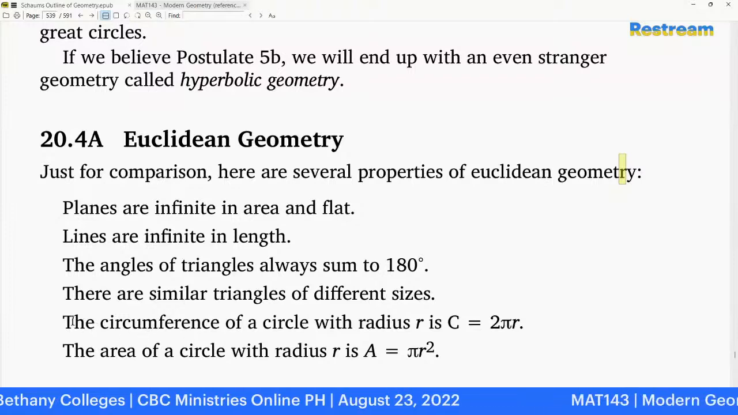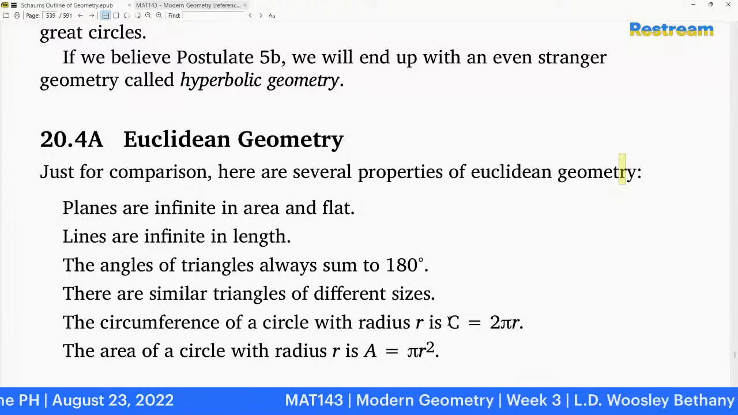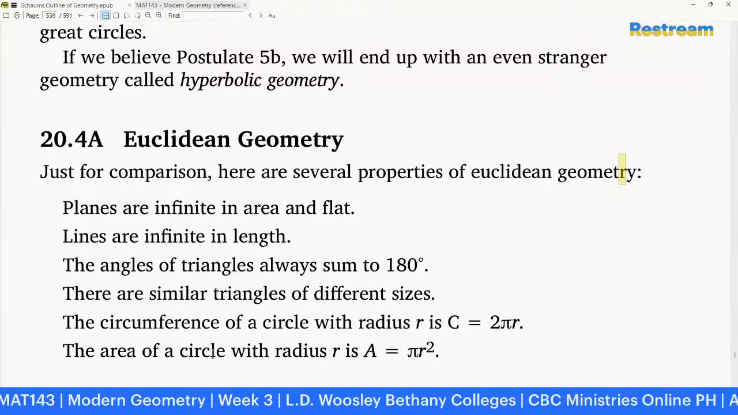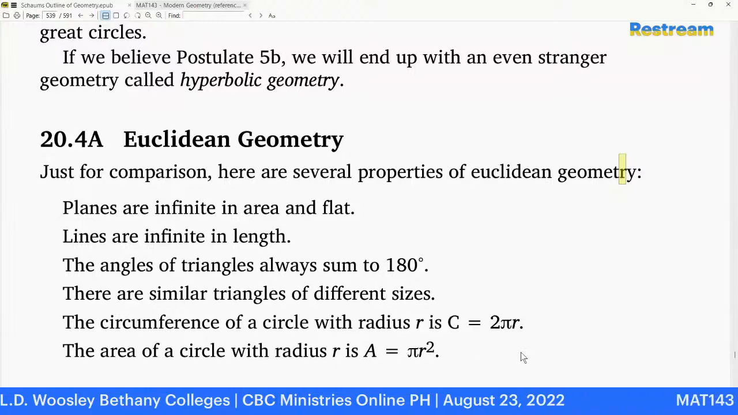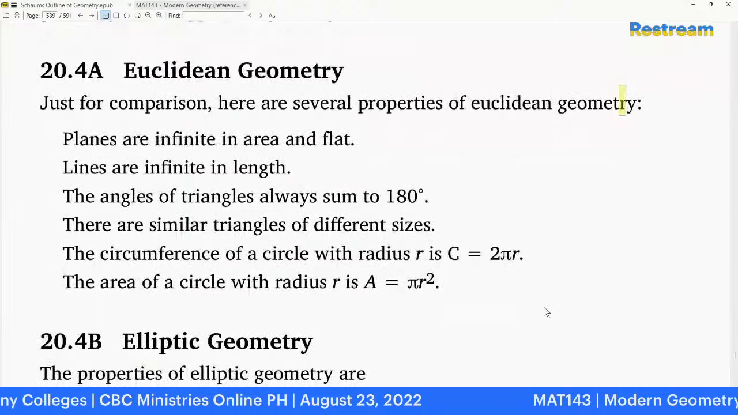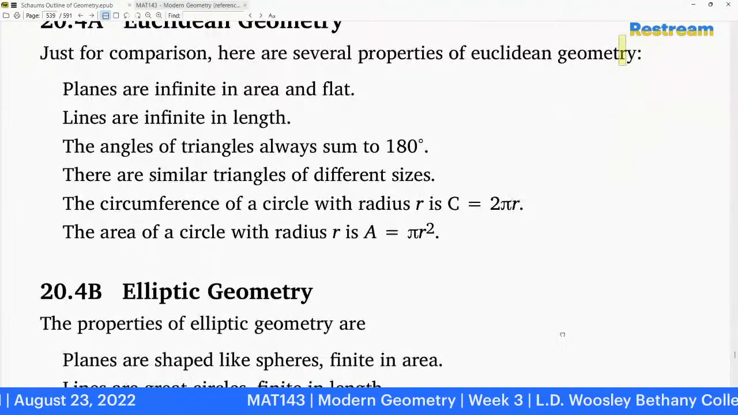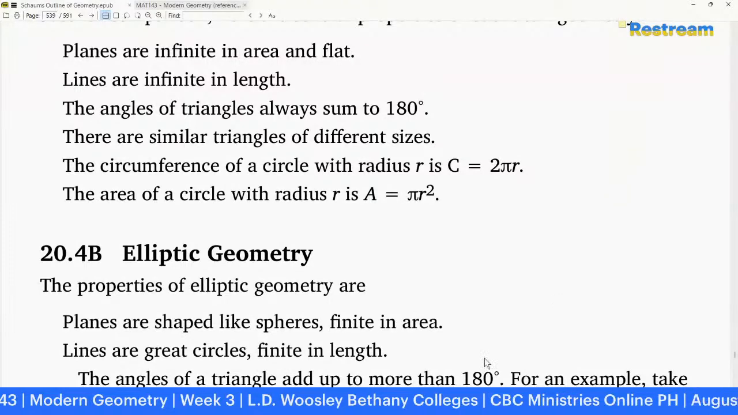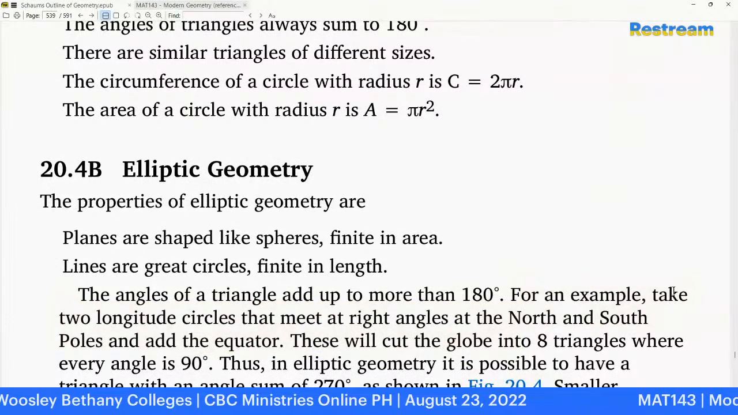Now, of course, the circumference of a circle with radius r is 2 pi r. Okay? So I think there's no objection to that. And the area of a circle with radius r is pi r squared. Alright? So these are Euclidean geometry. Now, let's look at the elliptic. This goes in a way that would defy the norm of the Euclidean geometry. Ito, marami siyang paliwanag dito.